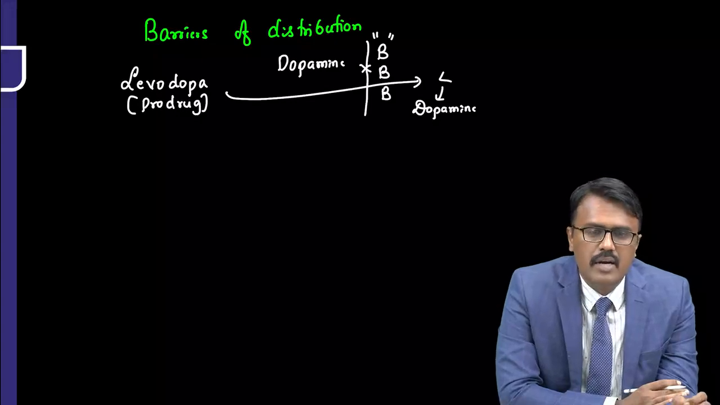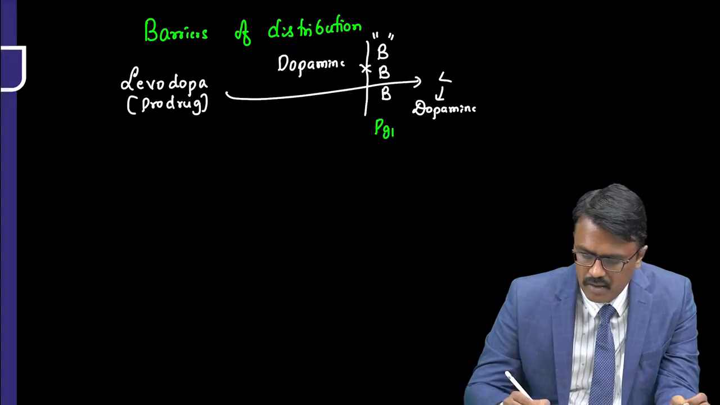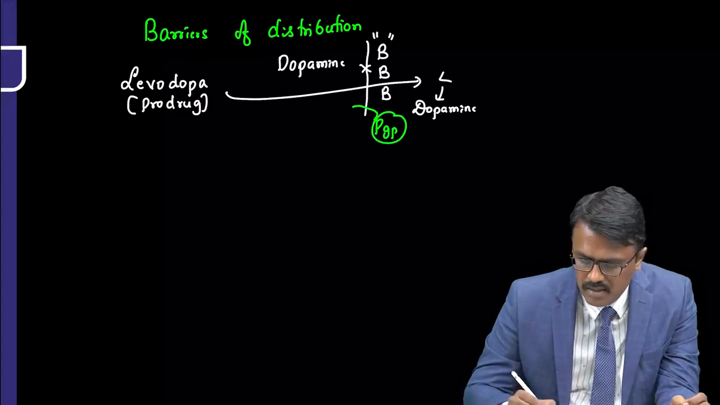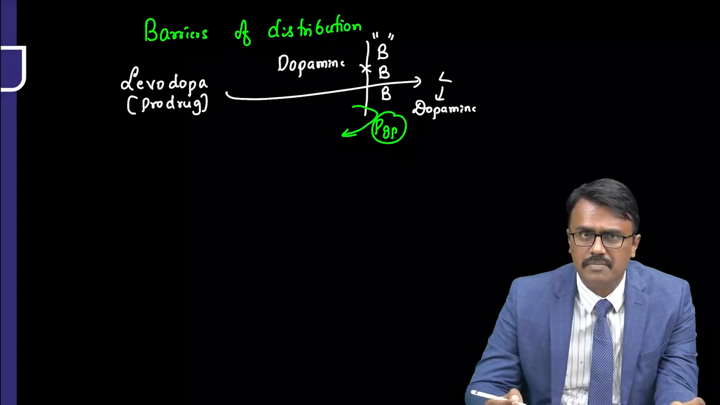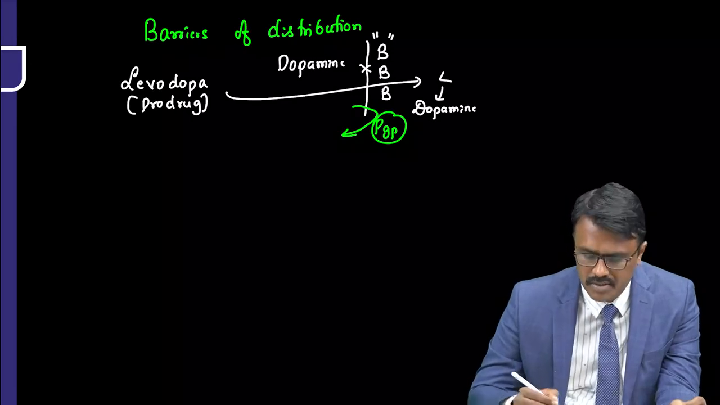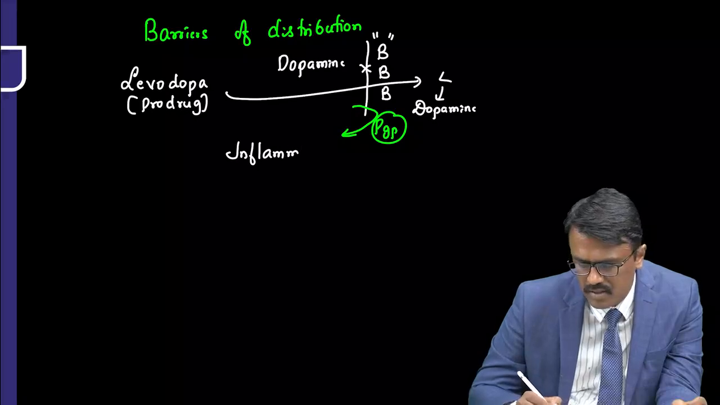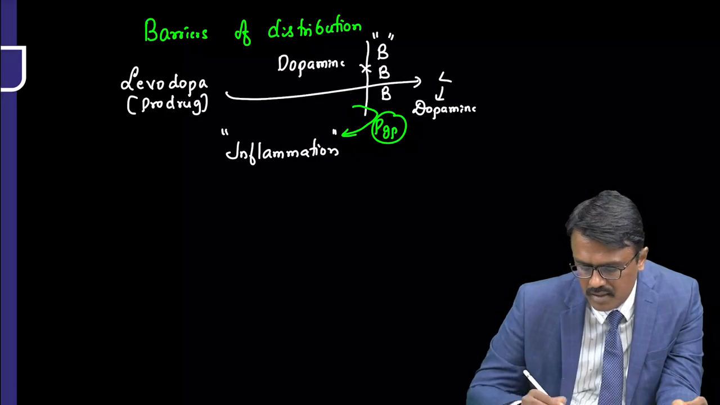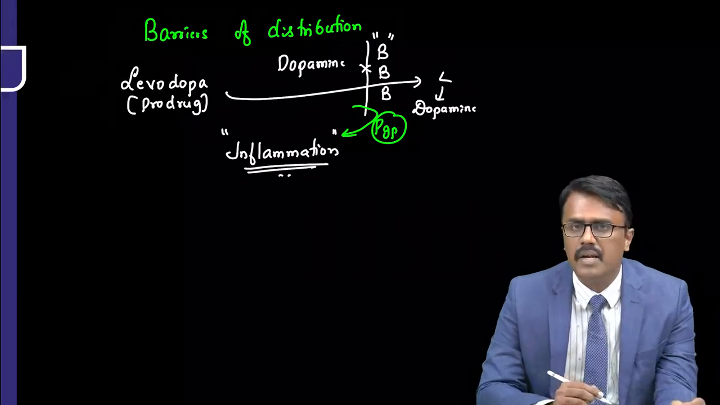Another important aspect is that the brain also has an efflux pump called P-glycoprotein. Whenever some drug enters, it will throw it out. That is also for protection. Now many times this blood-brain barrier may be breached if there is inflammation. If there is meningitis or inflammation, this barrier may not be intact, and certain drugs can penetrate during inflammation. So that is about the blood-brain barrier.